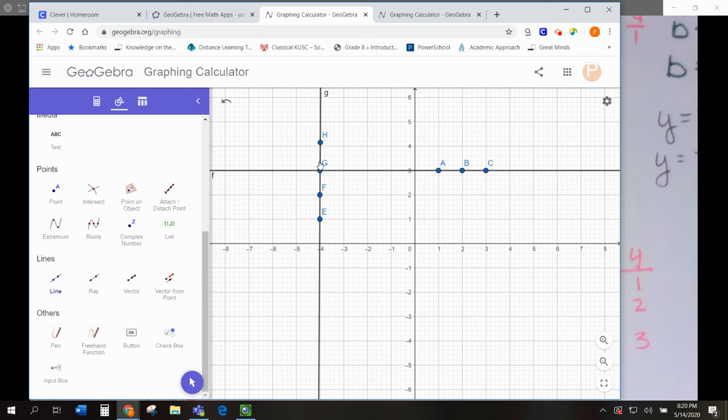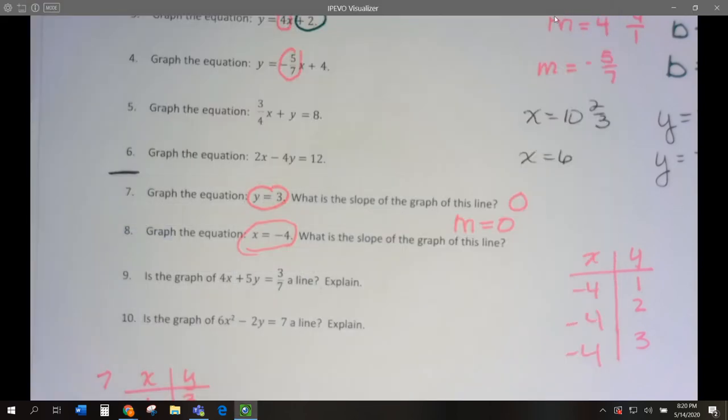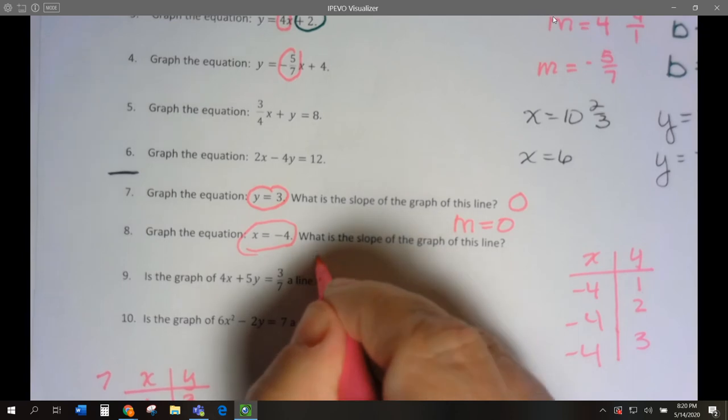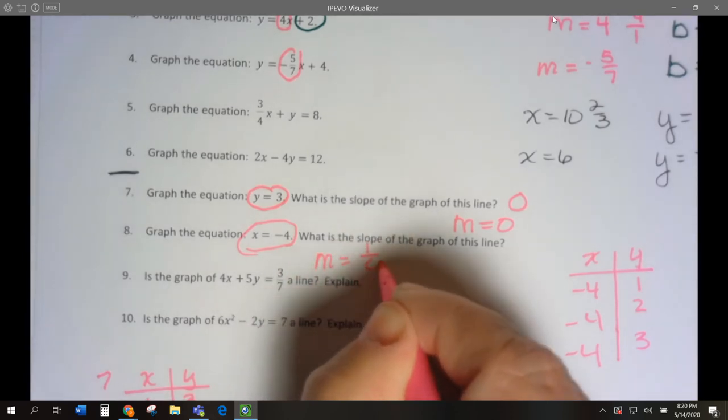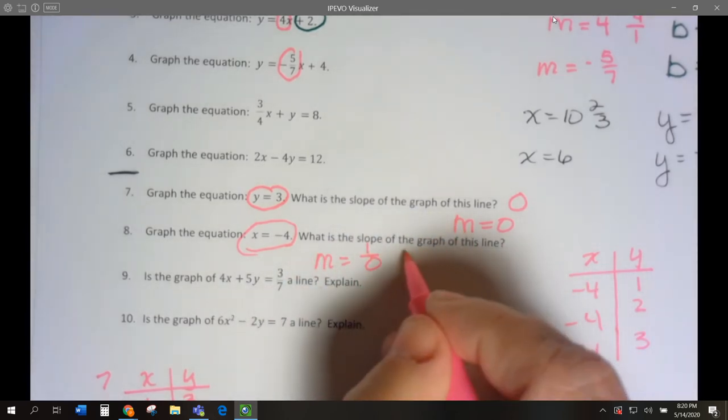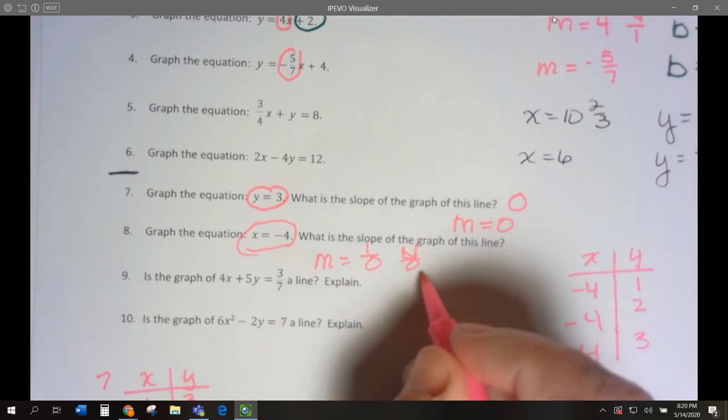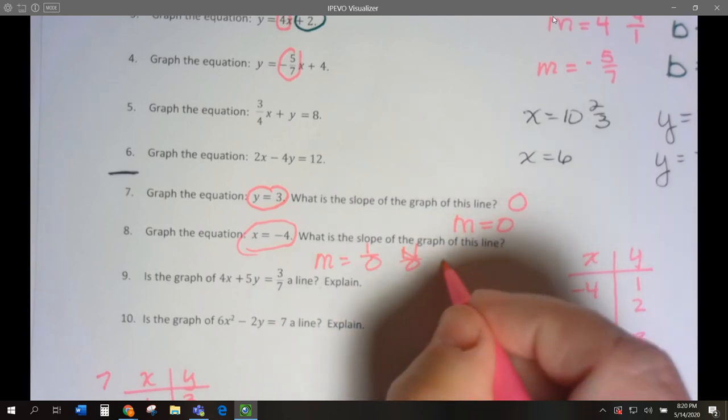If we put our rise, let's say we go from E to F, our rise is 1 and our run is 0 because we're not going across. So if we have a rise of 1 and a run of 0, we would have m equals 1 over 0, but no, we cannot have 0 in the denominator, so this is undefined.